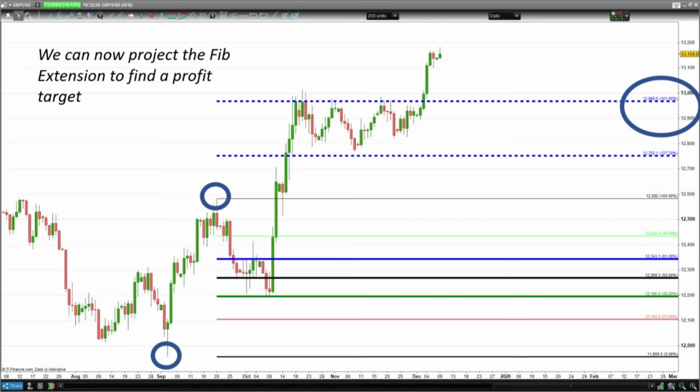Now once it does reverse, we can find where the profit target could be. So we could take those 2 circles again. I've drawn those circles in, and I project a Fibonacci extension. So not the retracement, now the extension. And I like to use the 127.2, but there we are again. We've got this 61.8, we've got the 161.8% at the highs.